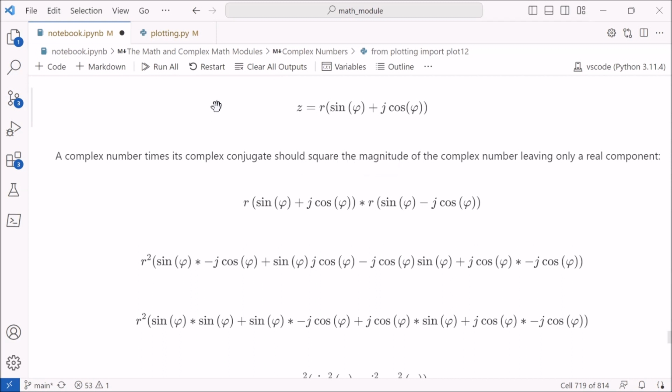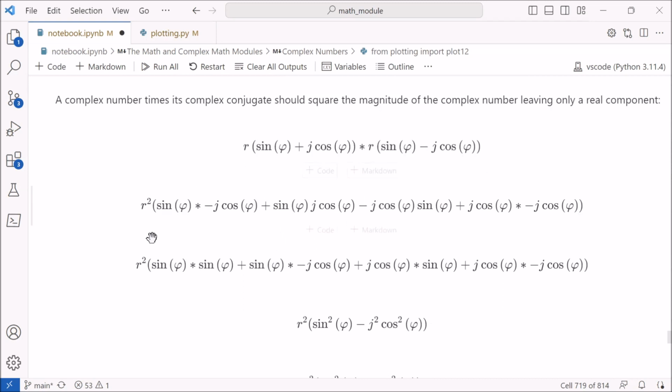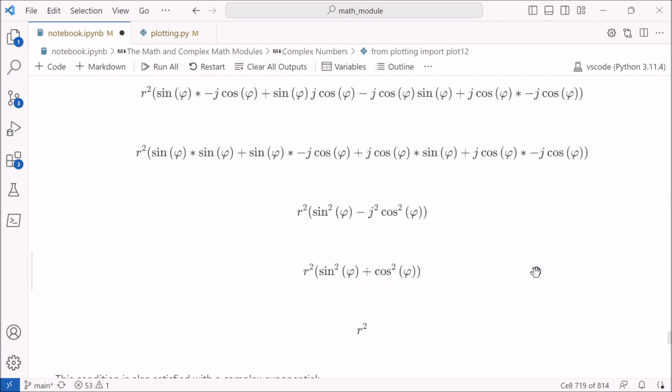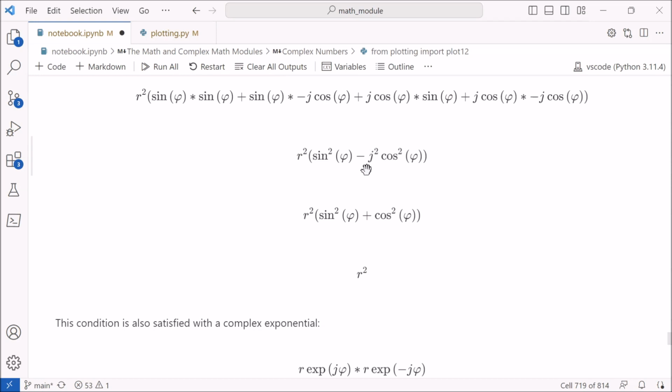So a complex number times its complex conjugate should square the magnitude of the complex number, leaving only a real component. So we can test this out. So we're going to have these 4 terms. Then we've got the sine squared term. These mixed terms cancel out, and then we've got the cos squared term. Then the j is squared, so this becomes -1. So you've got sine squared plus cos squared phi, and you've got r squared. Recall that this was equal to 1, so this just gives r squared.